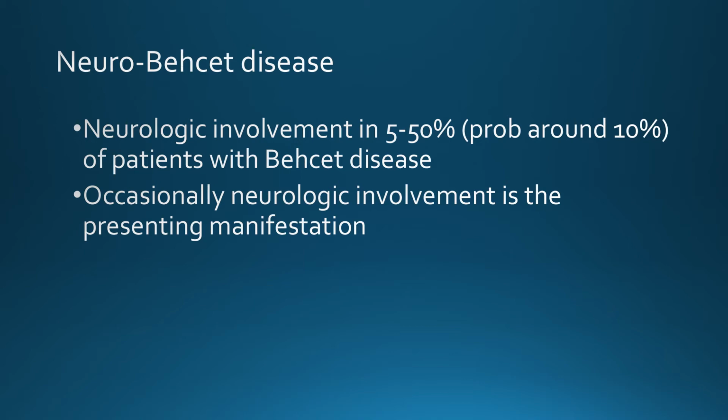So it's not clear how often neurologic involvement is in Behcet disease. It's probably around 10%, which is about what we see in sarcoid. But unlike with sarcoid, where the neurologic involvement is often the presenting feature, most of the patients with Neuro-Behcet's disease already have a history of Behcet disease before they present with neurologic symptoms.